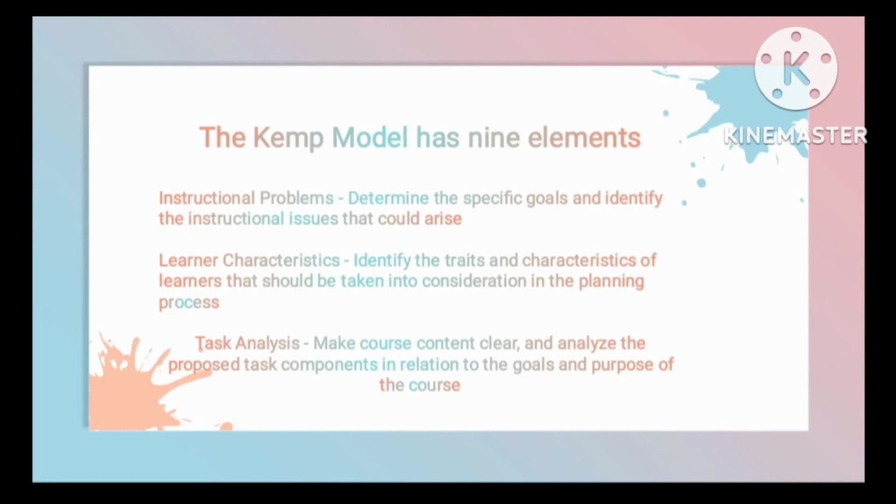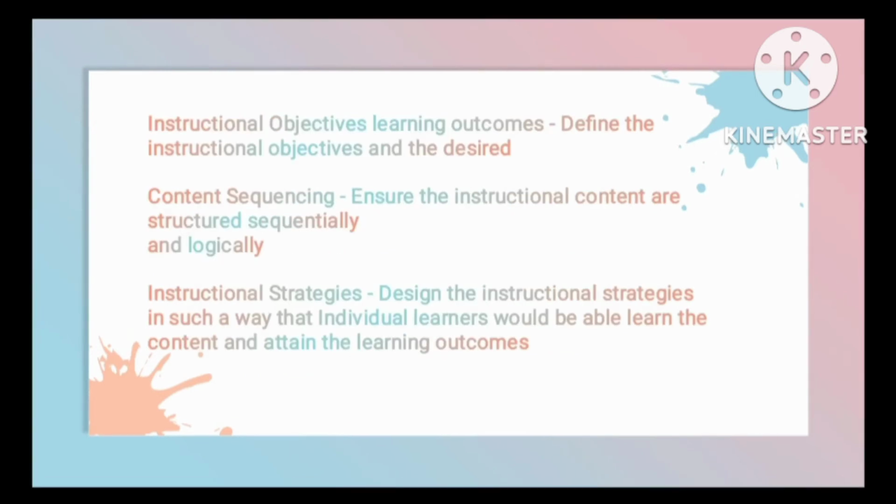The third one is task analysis. Make course content clear and analyze the proposed task components in relation to the goal and purpose of the course. So, task analysis is what should be included. Fourth, instructional objectives and learning outcomes. Define the instructional objectives and the desired outcomes. So, it is measurable and specific learning objectives.